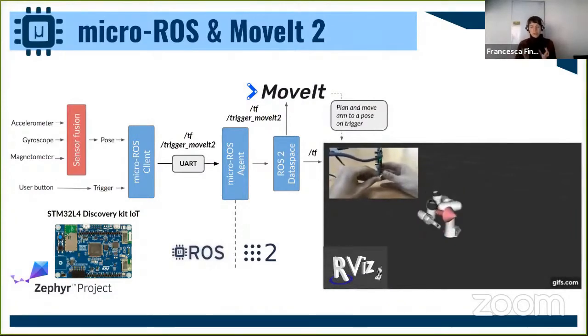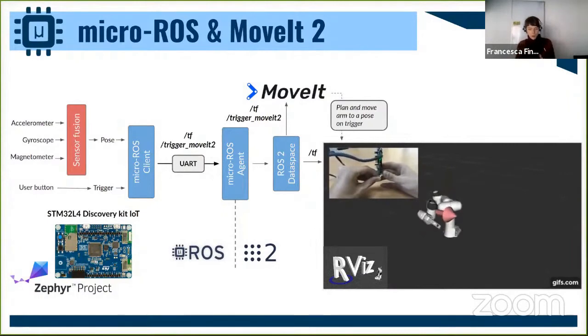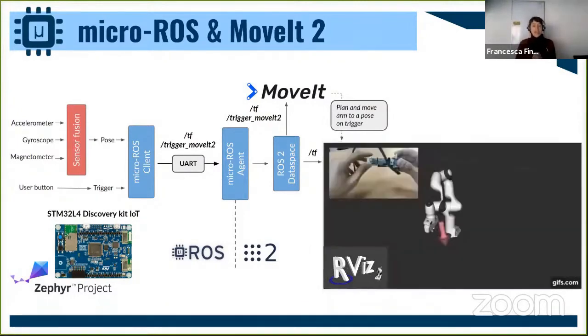And to demonstrate how flawlessly micro-ROS interacts with MoveIt, we have mounted a demo where we display in RViz how MoveIt's Panda virtual robotic arm can be moved according to the change in orientation in real space of a board running micro-ROS. So the board that we use for this purpose is an STM32L4 development IoT kit, which is running Zephyr, and we use 2 functionalities that it offers.